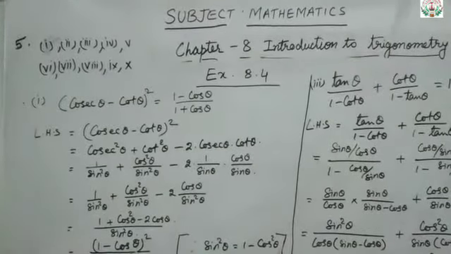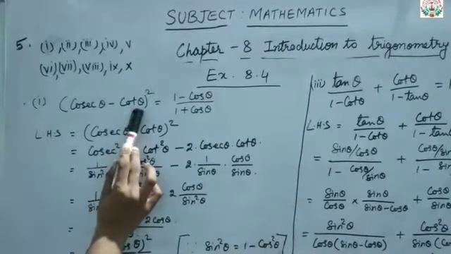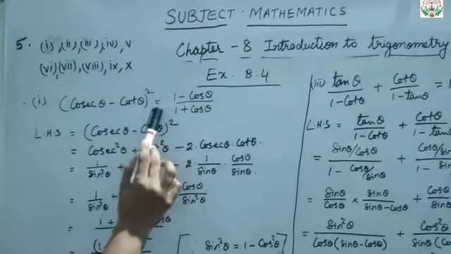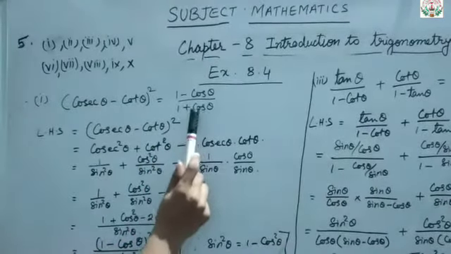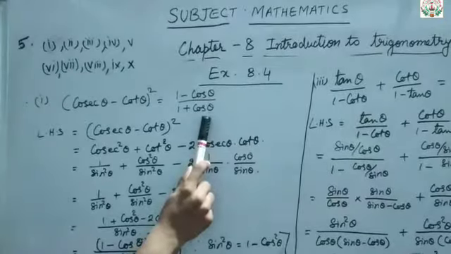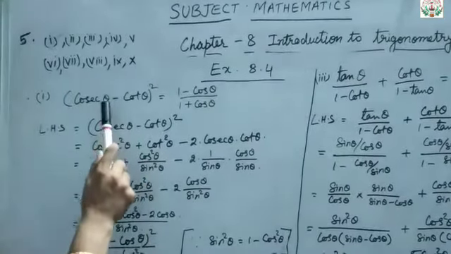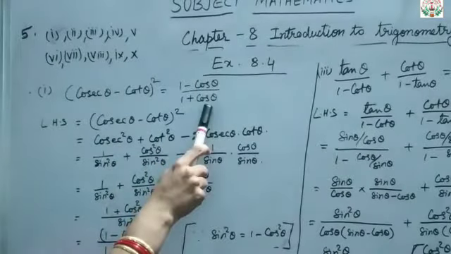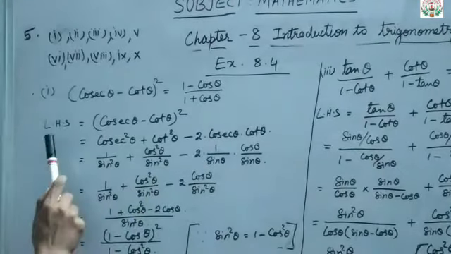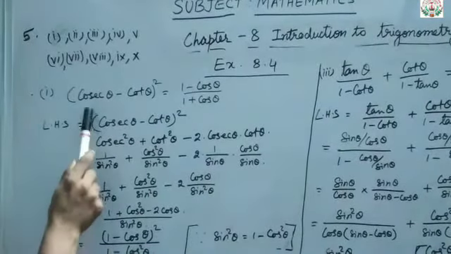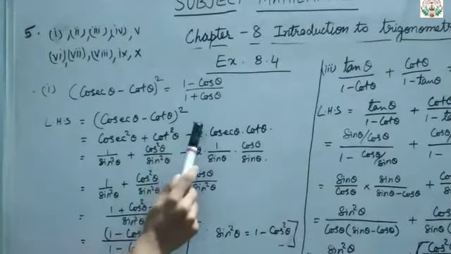Now see the first question. What is given in the first one? (cosec theta minus cot theta) whole square equals (1 minus cos theta) upon (1 plus cos theta). You have to prove this, that is, LHS equals RHS. Now let us take LHS. What is in the LHS? (Cosec theta minus cot theta) whole square.